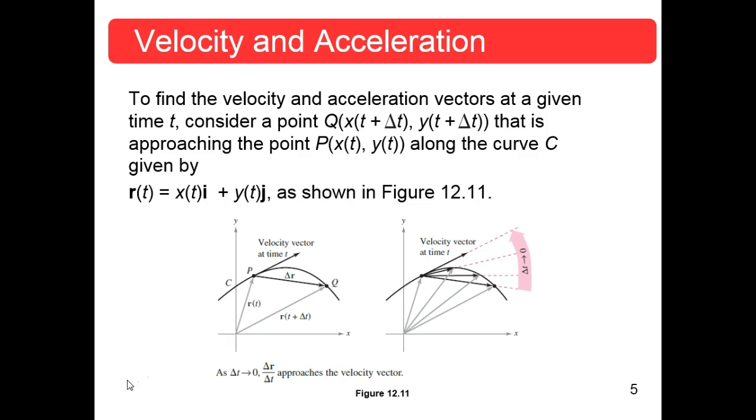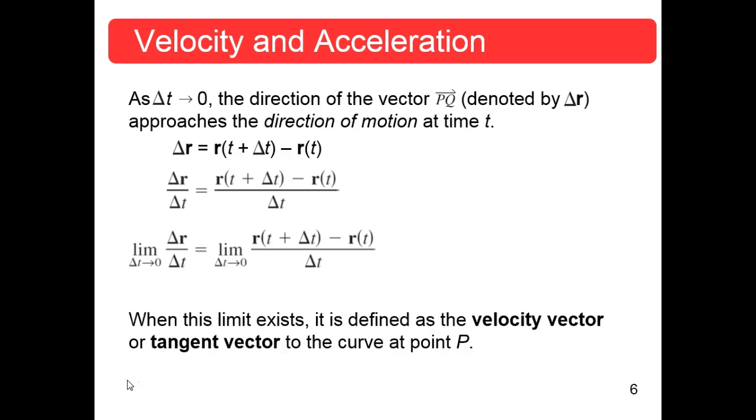This vector P to Q is your delta r, because this is your r vector here. Here is r of t plus delta t. So the difference between this one and this one is that vector here. Okay, so this one plus this one equals that. So that's the difference between these two, and so that's your delta r, which is also your vector PQ.